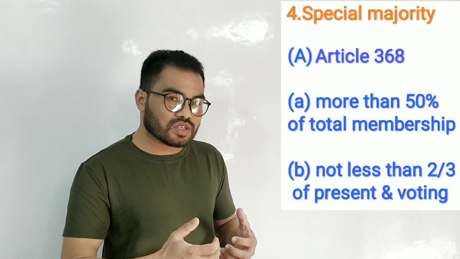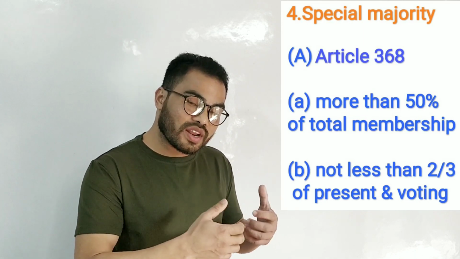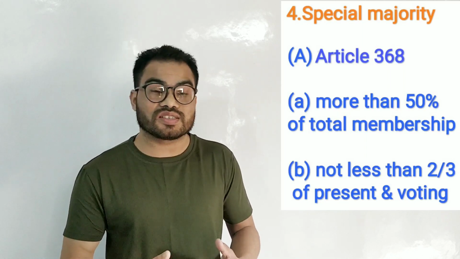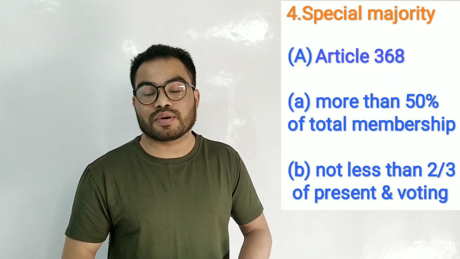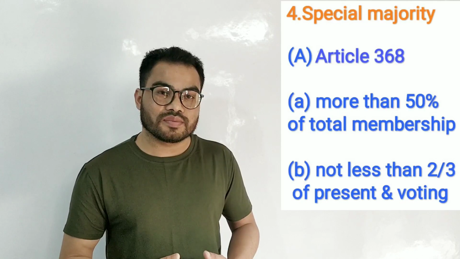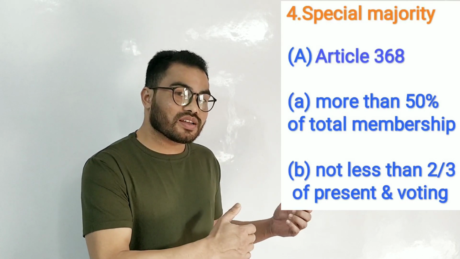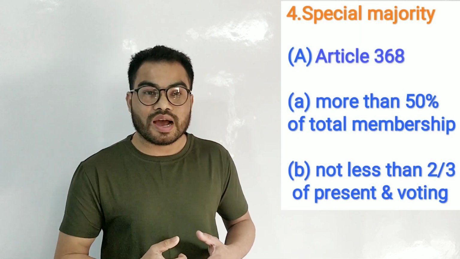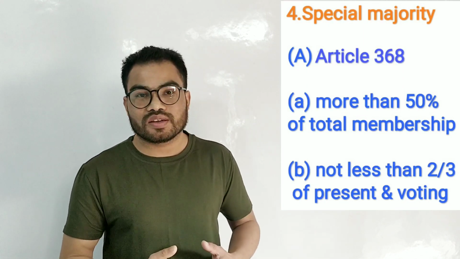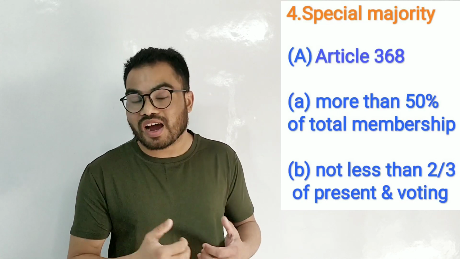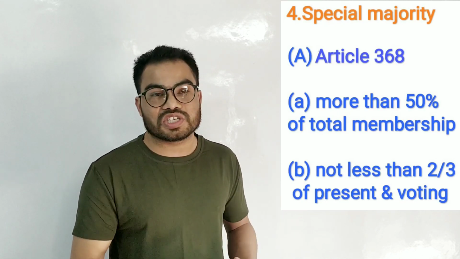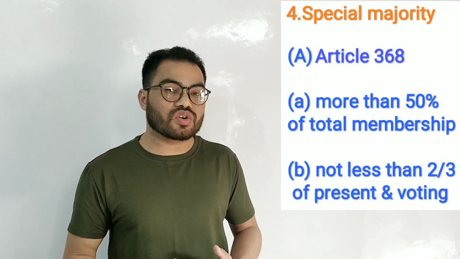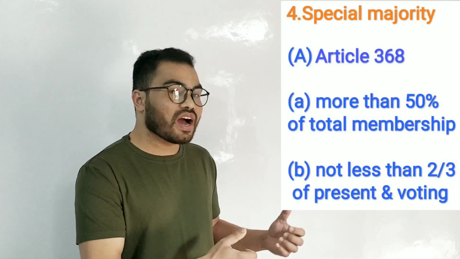But when the amendment affects the federal polity of India, such as election of the president and its manners, when such bills are discussed in the House, after passing by the House, it has to be ratified by half of the state legislature. When the amendment affects the federal structure of the polity, it has to be ratified by half of the state legislature.